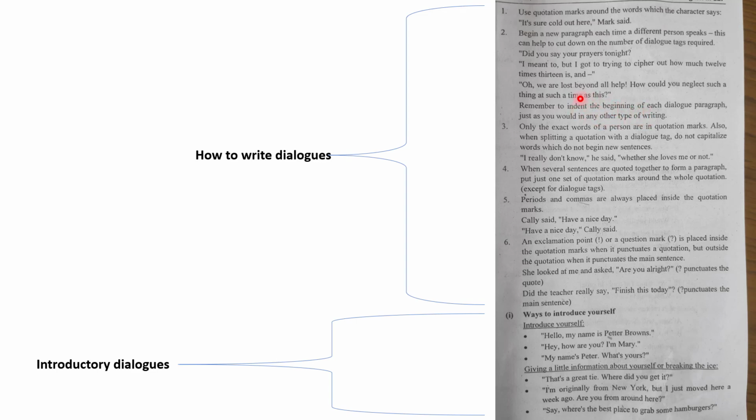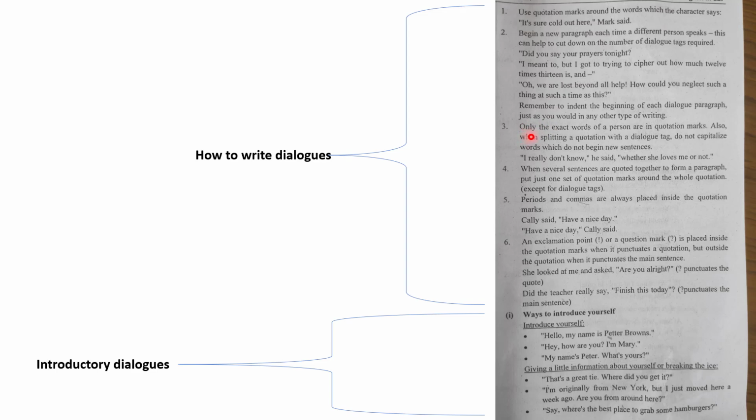It means that you have to indent, which means that you have to provide the quotation marks followed by a capital letter. You have to identify generally that you are starting a new dialogue in some way.